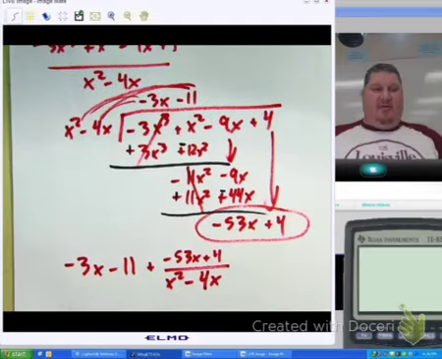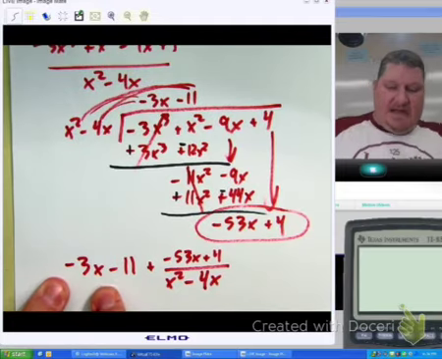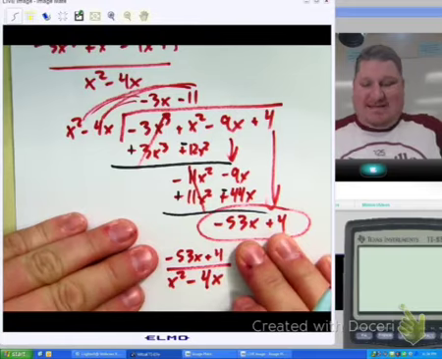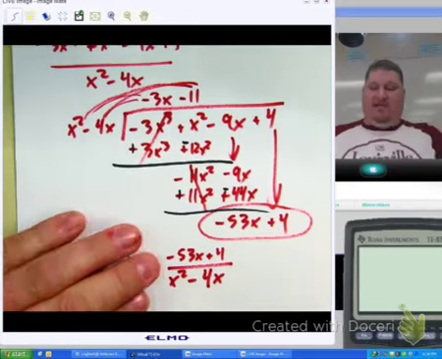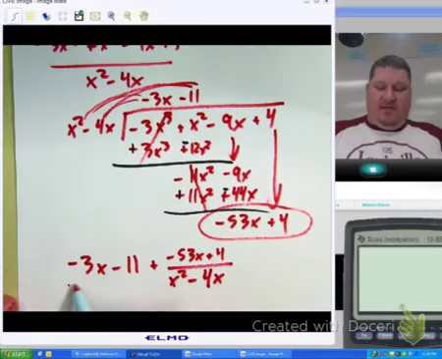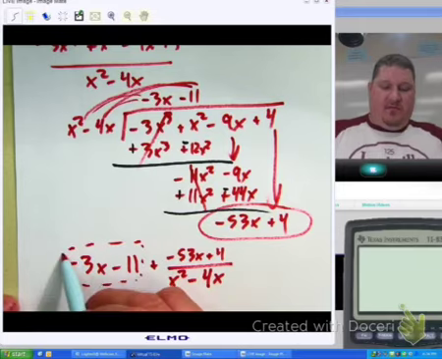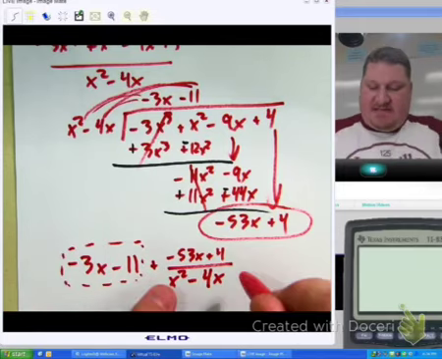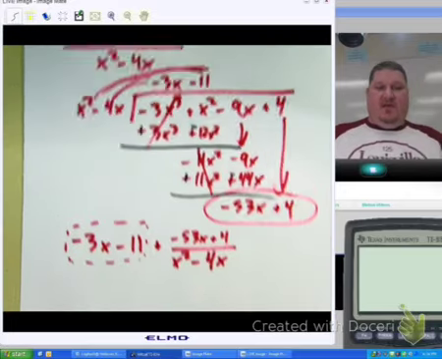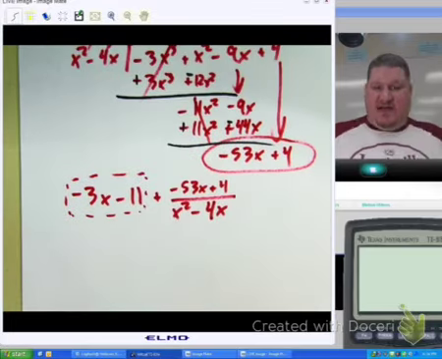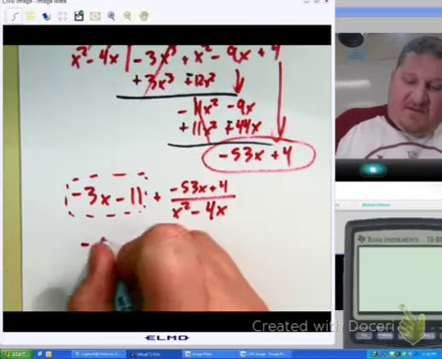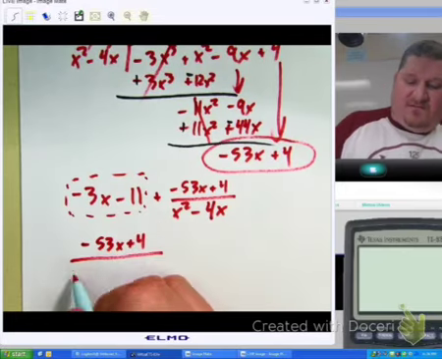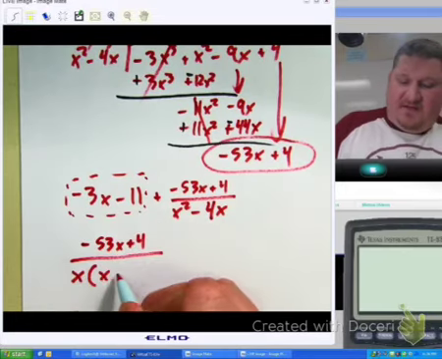Now, that part is done. It's broken up. What I'm concerned with is this part. I need to break this up. So for now, ignore the whole expression in front of the curtain, and let's deal only with the fraction. To that end, we can use Heaviside's method. Negative 53x plus 4 over a factored version of the denominator, x and x minus 4.